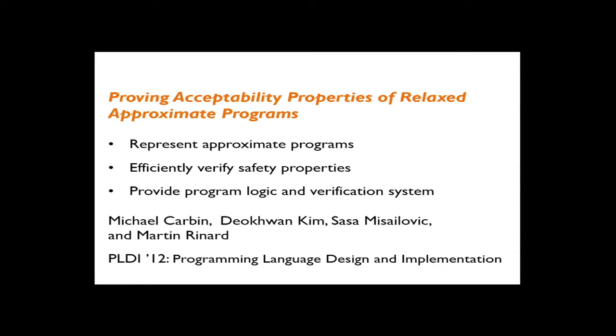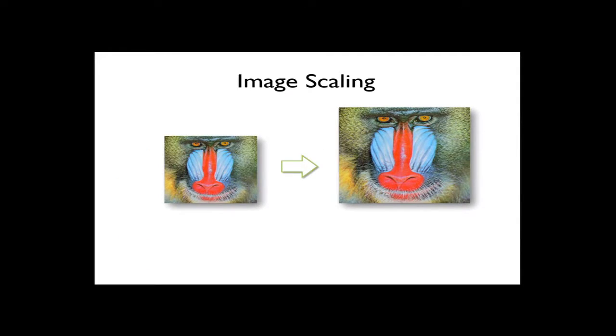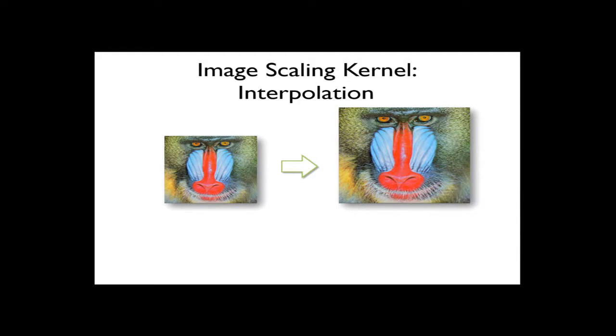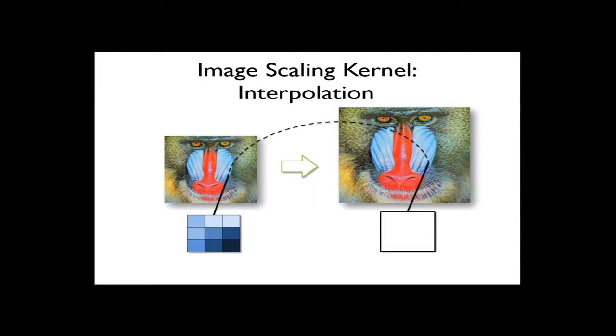Now, to make this all more concrete, I want to work with a concrete example, and that example is image scaling. We're taking this image on the left, and we're going to scale it up to produce this image on the right. A common way to implement image scaling is with a kernel called interpolation. The way interpolation works is that for any pixel in my scaled up image, I map that back to a neighborhood of pixels in my original image. I then take some function or average of that neighborhood, and I set that value to be the value of my pixel in my scaled up image.